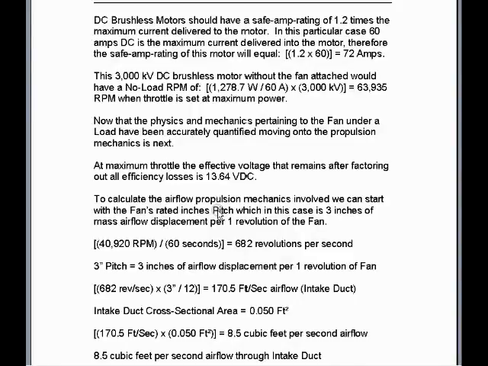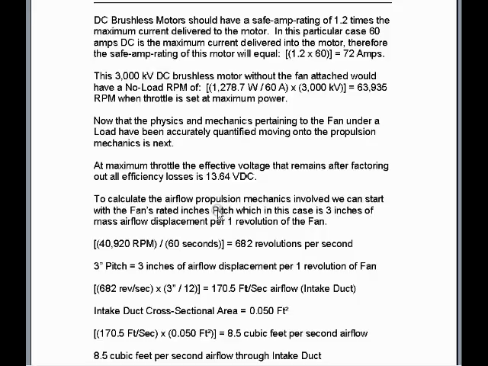DC brushless motors should have a safe amp rating of 1.2 times the maximum current delivered to the motor. In this particular case, 60 amps DC is the maximum current delivered into the motor. Therefore, the safe amp rating of this motor will equal 1.2 times 60 to equal 72 amps.